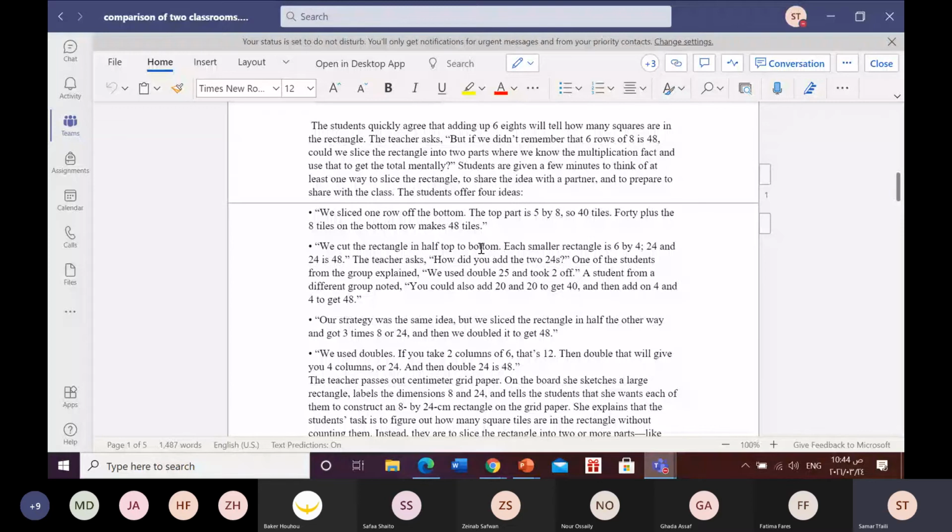This is the first procedure. The second procedure: we cut the rectangle in half top to bottom. Each smaller rectangle is 6 by 4, 24 and 24, 48. So this is another procedure. The third group: our strategy was the same idea, but we sliced the rectangle in half the other way and got 3 times 8, 24, then doubled it to get 48. So we have several procedures.